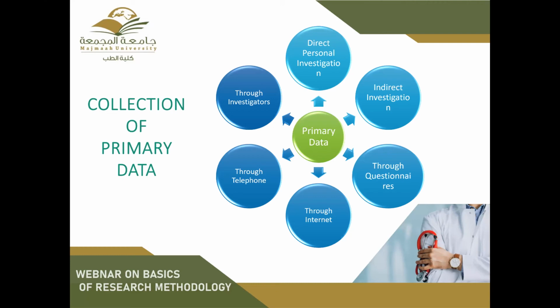So in such a case, it will be an indirect investigation. Maybe the brother, father, or husband; the investigator is collecting the data from a third person, asking for information about the respondent through questionnaires. So questionnaires are still one of the excellent methods of collecting data.